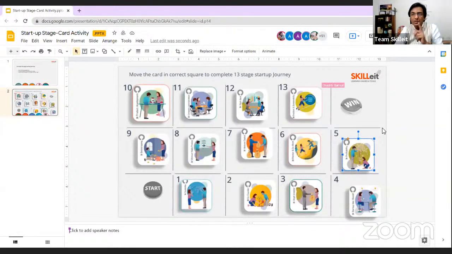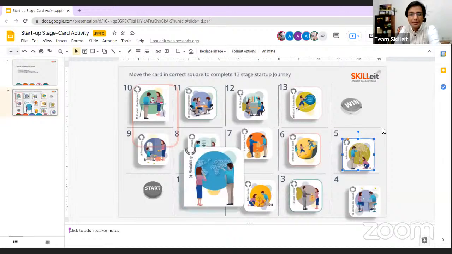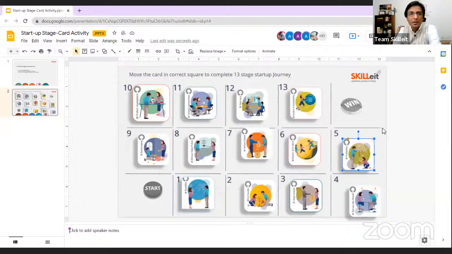So you have to download the PPT. Don't do it in the same PPT, or otherwise I think in one PPT there could be two or three people. Sir, have you created the breakout rooms?